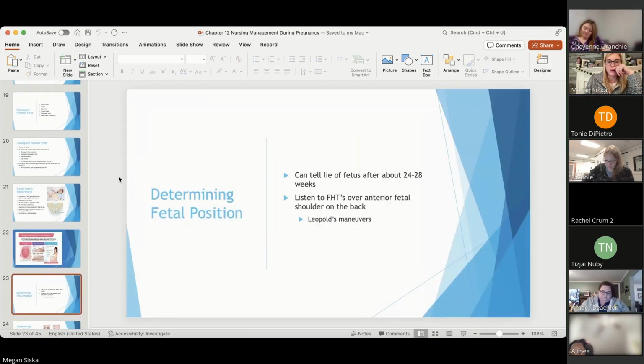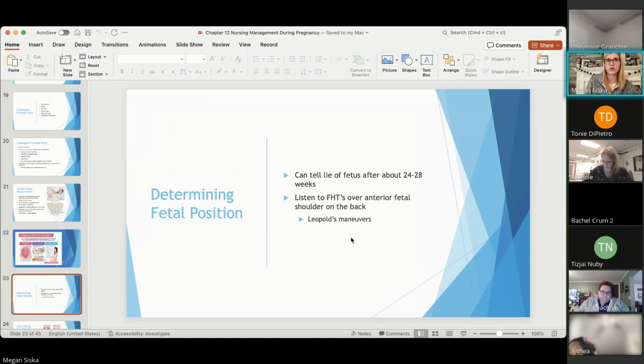Okay, determining fetal position. We can tell how the baby is lying in the uterus somewhere around 24 to 28 weeks. We can do certain maneuvers to feel externally how the baby's positioned. Those maneuvers are called Leopold's maneuvers. It's a series of maneuvers that I'll tell you about here. We do that to not only figure out, is this baby head down or butt down, but also to help us find the fetal heart rate.